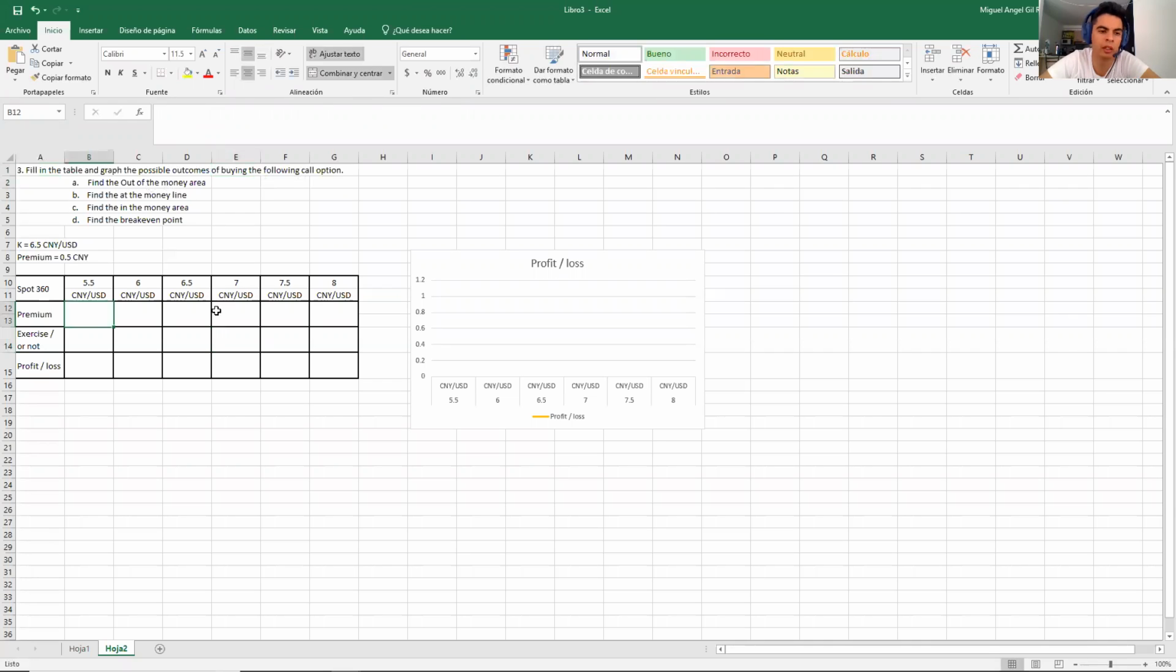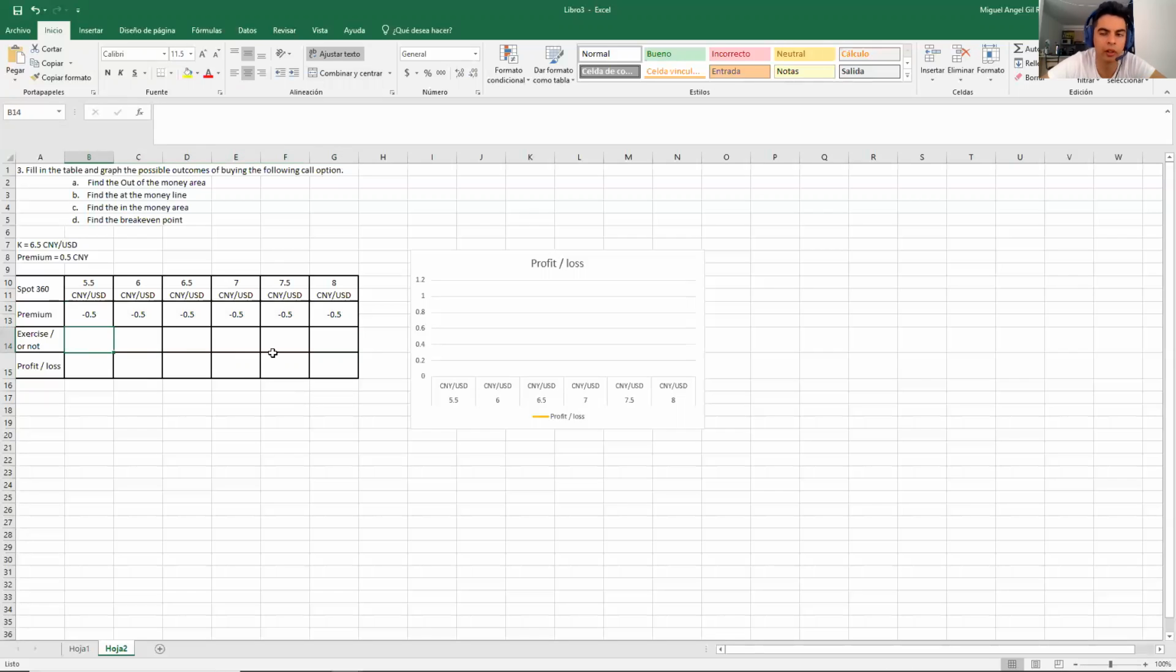So let's begin the exercise with the premium. In this case, because I am buying the option, I need to pay the fee. So I will need to account for the fee as negative. So minus 0.5. I will need to write minus 0.5 in every code. Minus 0.5. Okay. So now I just accounted for the premium that I have to pay.